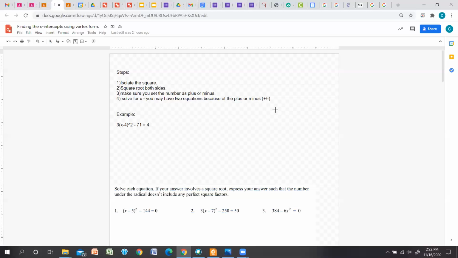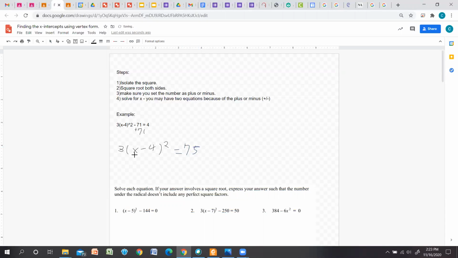So the first step is to solve for the square right here, x minus 4 squared. So we have to isolate everything except x minus 4 squared. So let's see. First thing, minus 71. So I add 71 to both sides. Get 3 times x minus 4 squared equals 75.